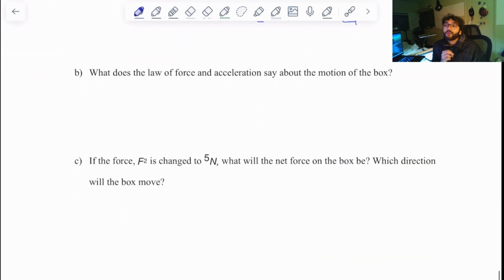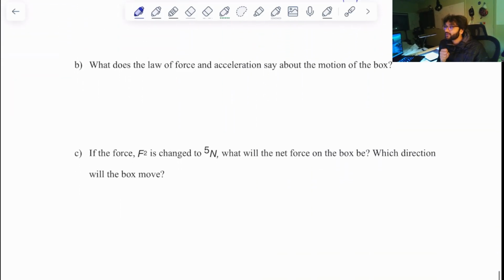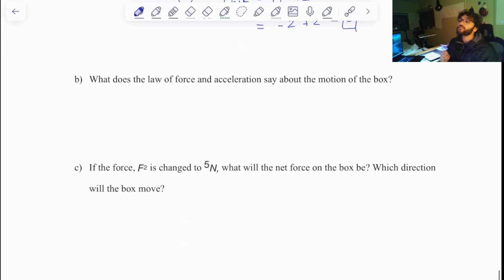What does the law of force and acceleration say about the motion of the box? Okay, so law of force and acceleration, because basically this question is talking about the second law, which is this equation: F net is equal to mass times acceleration.